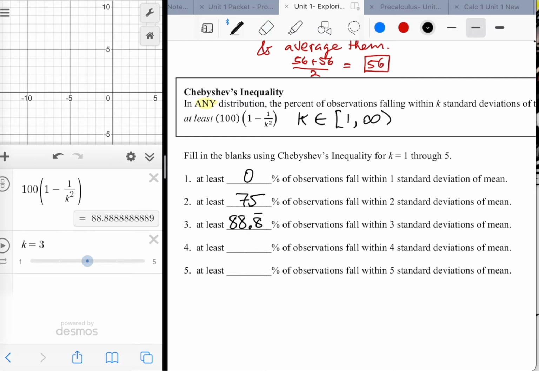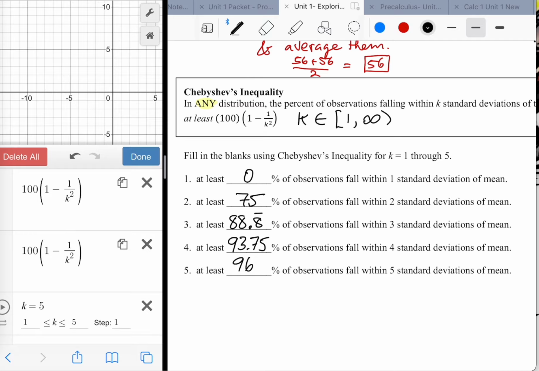All right, but this goes beyond that. It allows you to go 4 standard deviations, 93.75%, and even up to 5 standard deviations, so 96%. All right, if you want to go further, you can. It's really up to you.